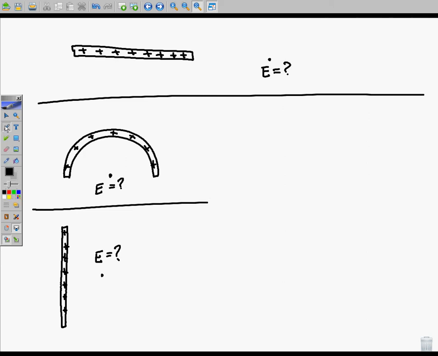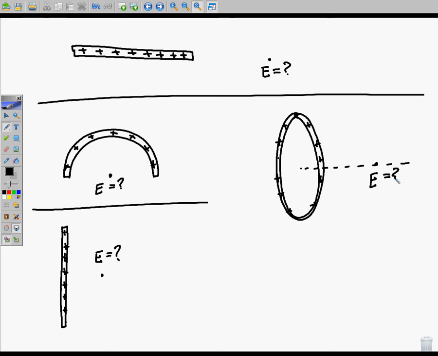Two more. If you have a ring which is positively charged, and here's an axis coming through the center. So this is like a three-dimensional drawing here. It's like if this is the tire, and I have the axle coming out right here. Well, we want to be able to calculate how strong is the invisible electric field right there.